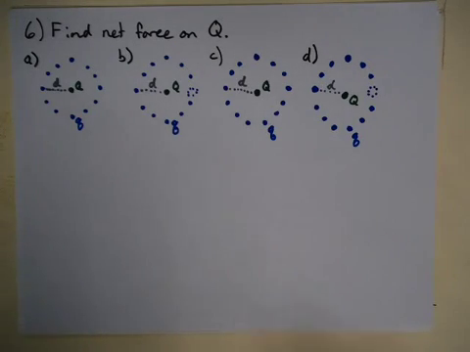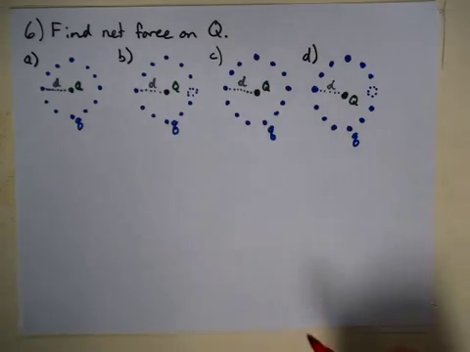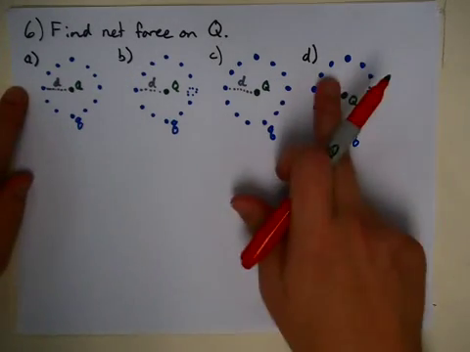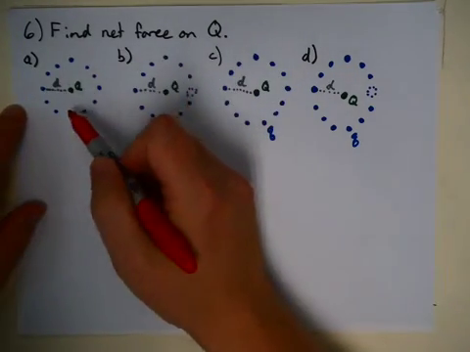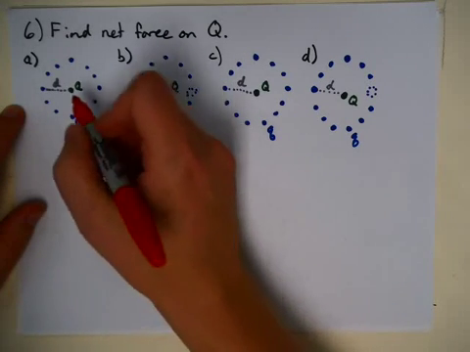Homework 2, problem 6. Find the net force on the charge big Q due to all of the charges little q. We have 4 configurations to look at. For the first configuration, we see that we have a nice symmetric system of charges around here.